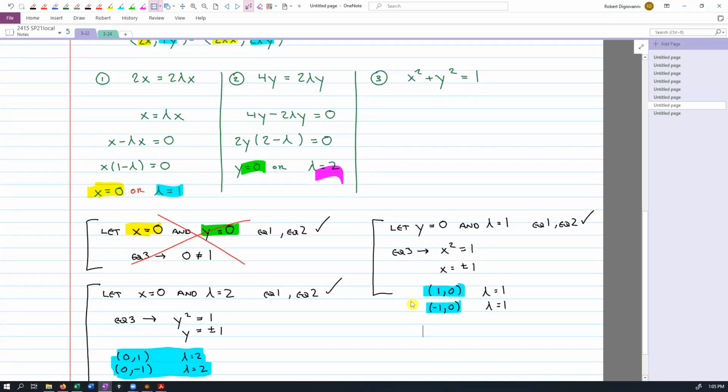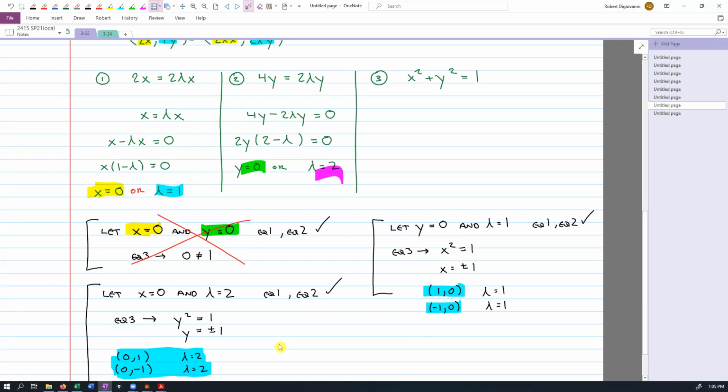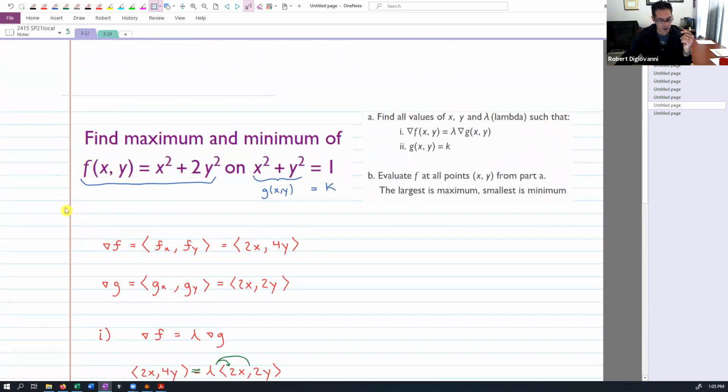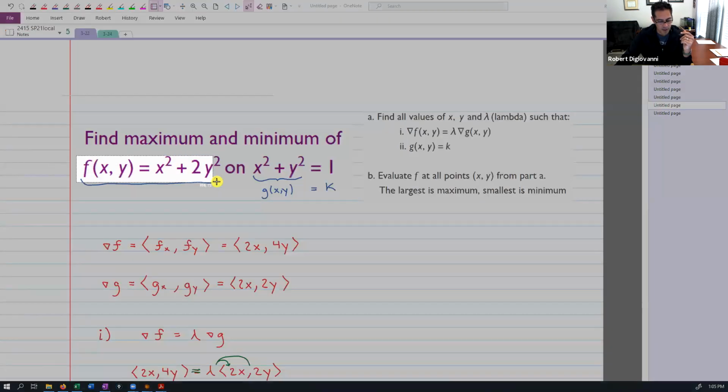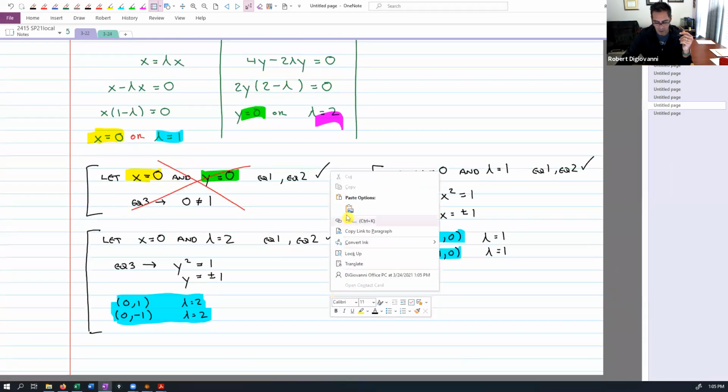The lambda? Lambda tells us what the scalar multiple is, but how do I know whether (1, 0), (-1, 0), (0, 1), or (0, -1) gives me a maximum or minimum on that curve? Plug it in. Plug it into the original function, into this thing right here. So I'm going to bring that down here and we'll start plugging in.